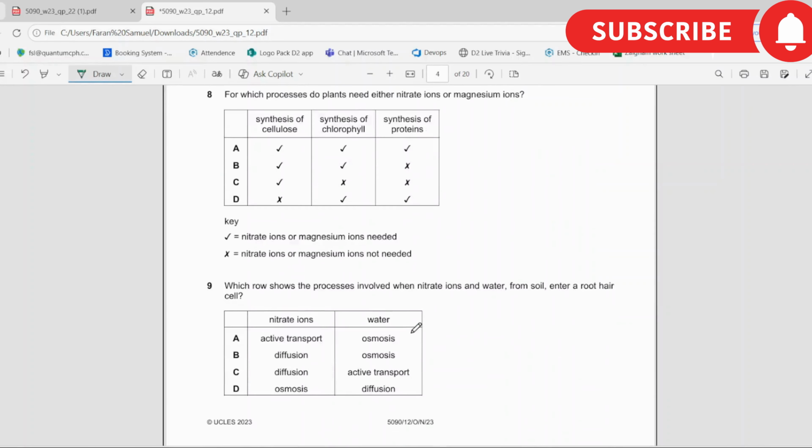Number 8, for which process do plants need neither nitrate ions nor magnesium ions? For synthesis of cellulose. Which row shows the processes involved when nitrate ions in water from soil enter a root hair cell? Nitrate ions, or mineral ions, move through active transport, osmosis. Yes, it will be A.